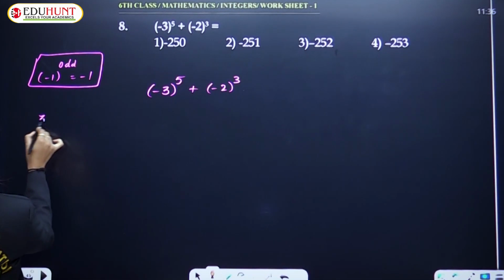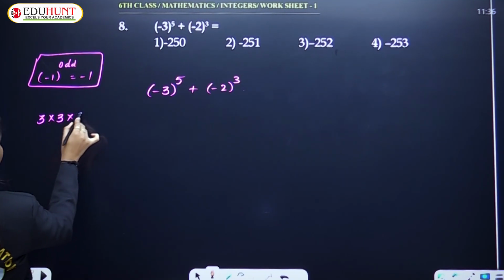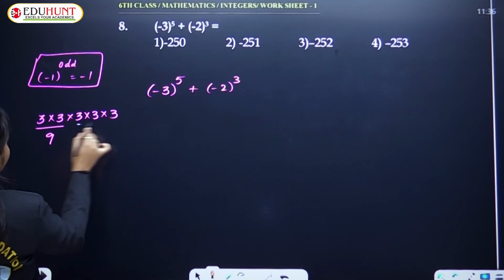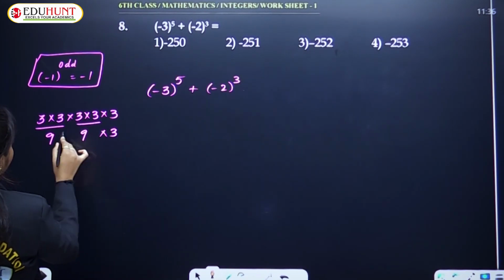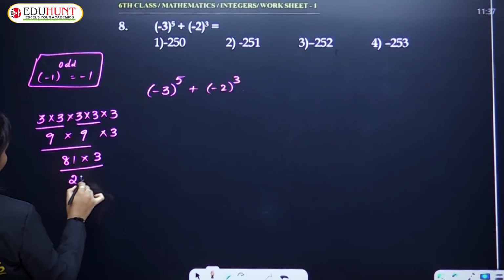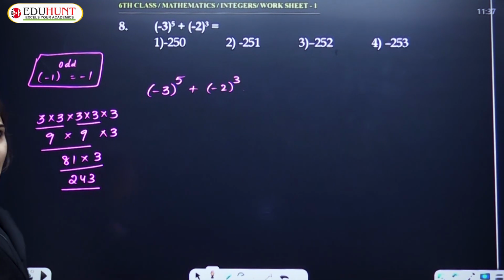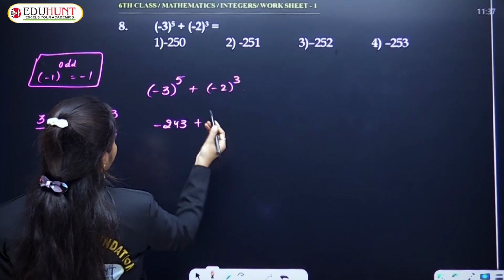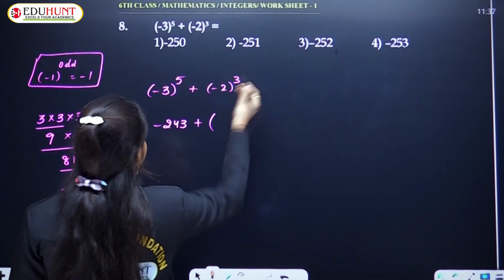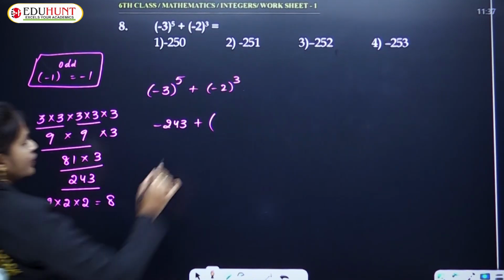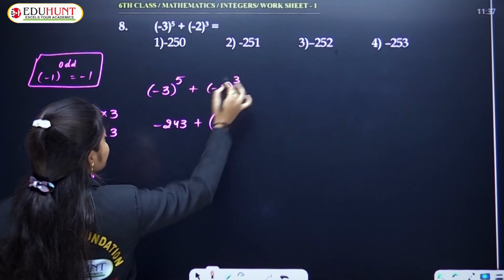So by using this condition, minus 3 power 5. 3 power 5 means what is that value? 3 multiplied by itself 5 times. 3 3s are 9, again 9 into 3, 9 9s are 81, into 3 is 243. Am I clear? So this is minus 243 plus, and here minus 2 cube, which means 2 into 2 into 2, which is equal to 8.